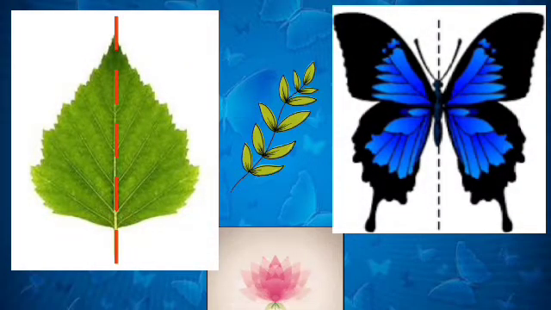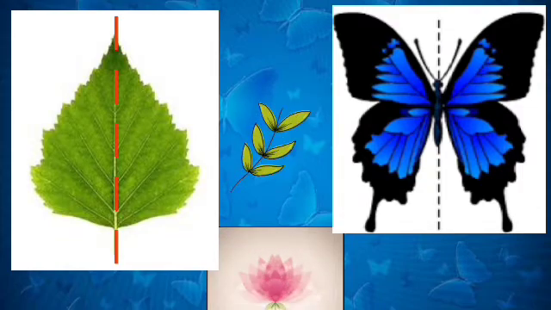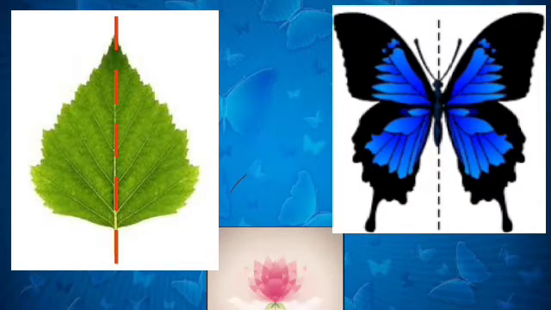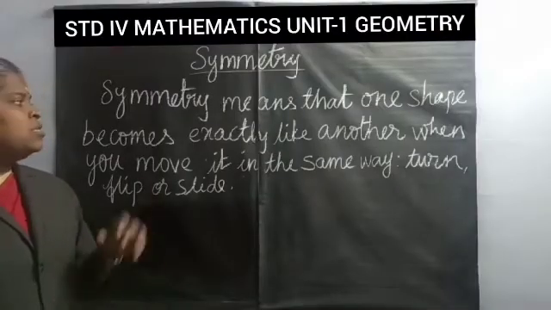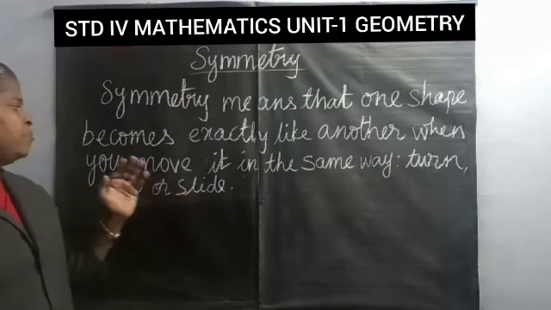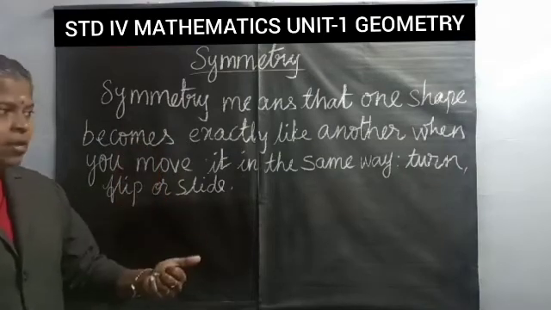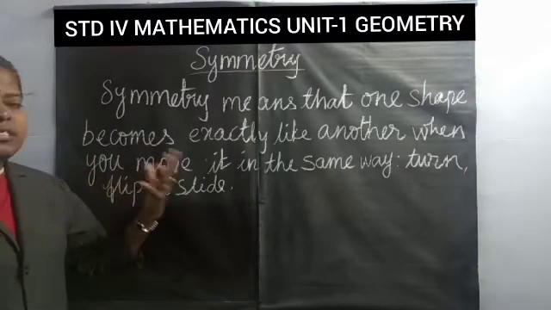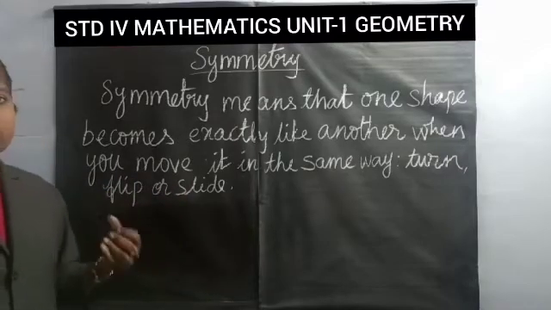In our day-to-day activity, we see many leaves of plants, blades and wings of butterflies. The figures, which can be divided into two parts of equal shape and size, are called symmetrical figures. Now we can learn symmetry. Symmetry means that one shape becomes exactly like another when you move it in the same way. When you turn, flip or slide, you will get symmetry.